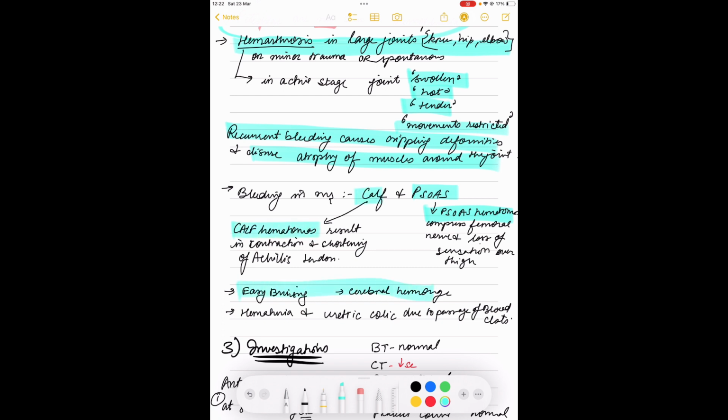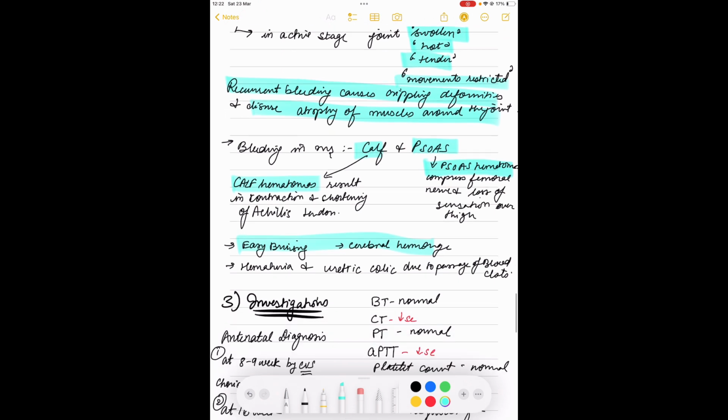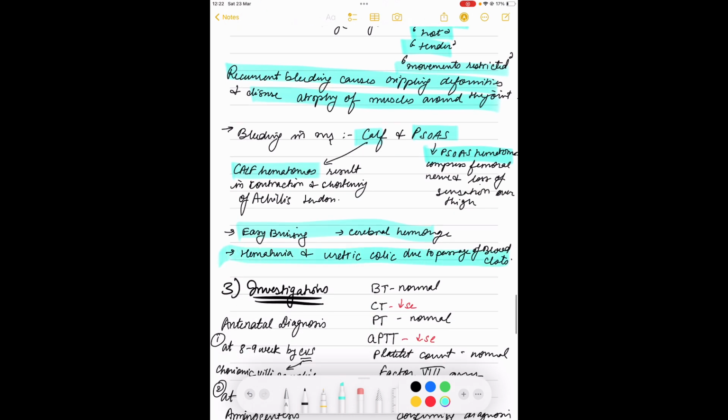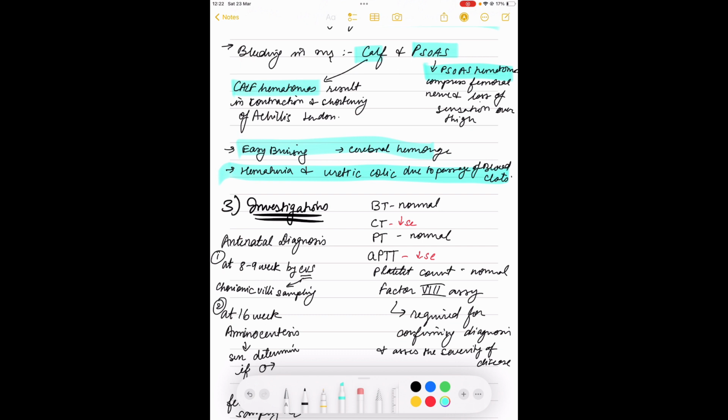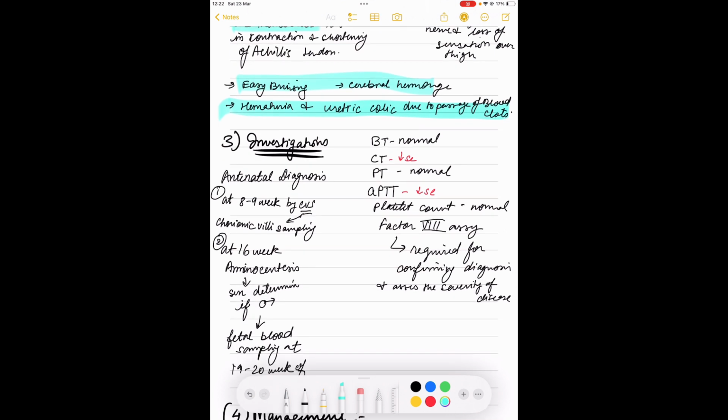Easy bruising can lead to cerebral hemorrhages. Hematuria and ureteric colic are present due to frequent and recurrent passage of blood clots. Investigations that we're going to do are BT, which is going to be normal, and CT or the clotting time, which is definitely going to be decreased.